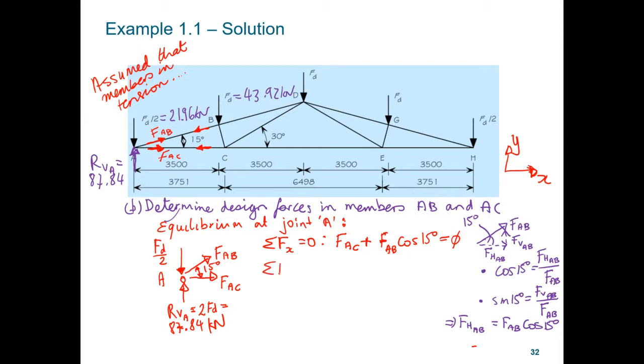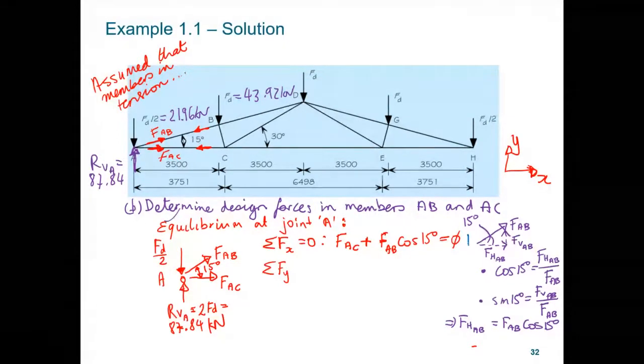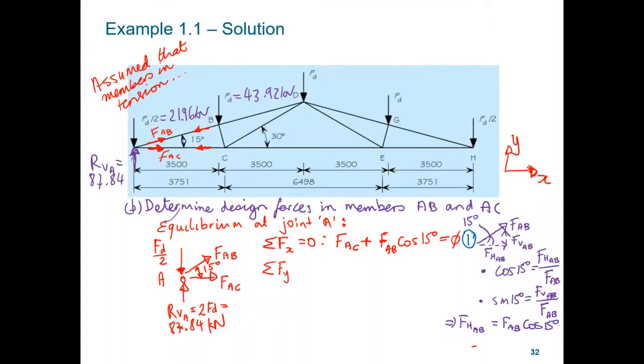So I'll go to my other equation. That's the first equation, so I'll just put a one behind that. Second equation: the sum of the vertical reactions is equal to zero. So what have I got? Everything going up is positive. So I've got RVA going up. I've got minus FD over 2 going down at the joint.